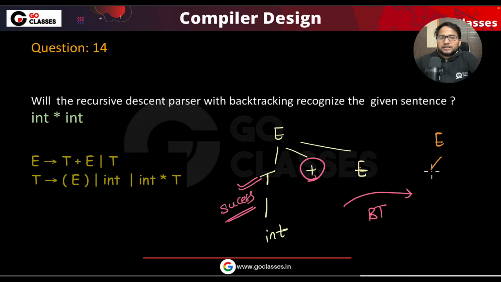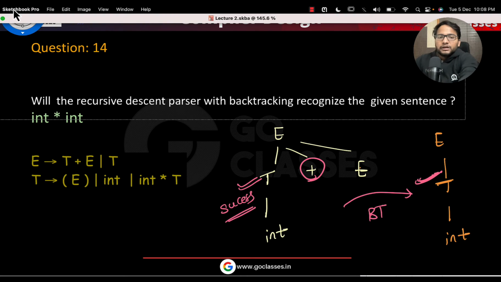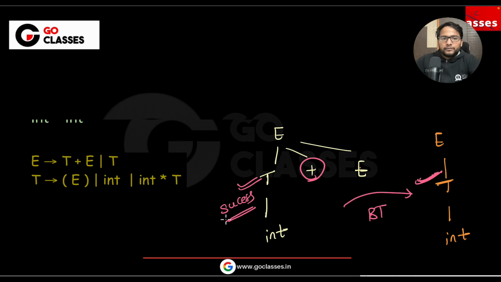So now it will try the next thing, which is just T. Then T will try this, but it is not successful, so it will try int. There will be a backtrack on this, but that's fine. Now this int is again successful, so it will say, okay, again success. Now this E will return true, which means this E will also say that I am also successful. Let me tell you the reason.